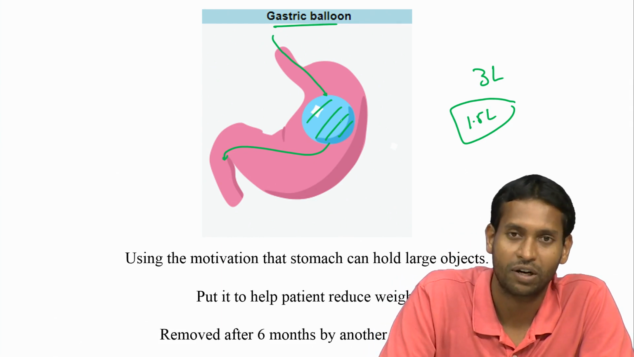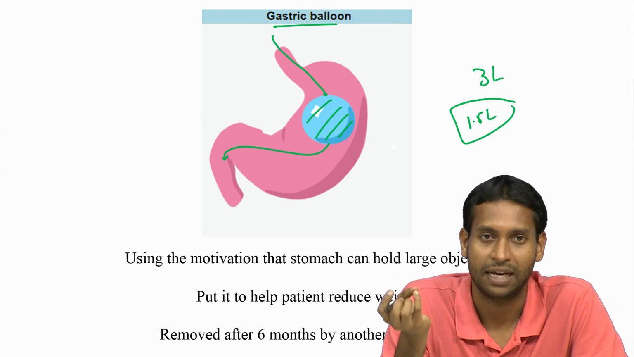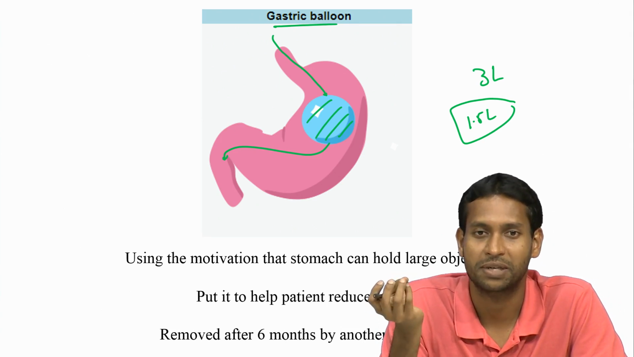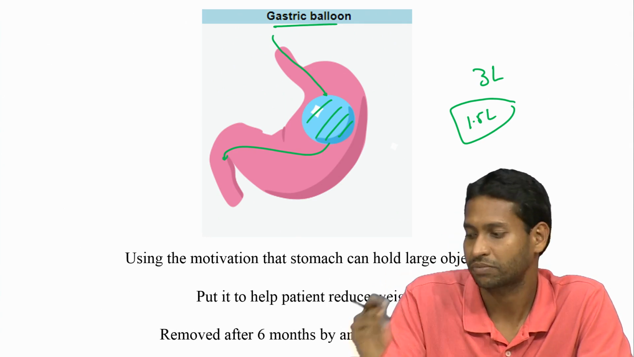But what this shows is, first of all, that stomachs can take large objects, and then these large objects can be there for up to 6 months or more if they are stable.